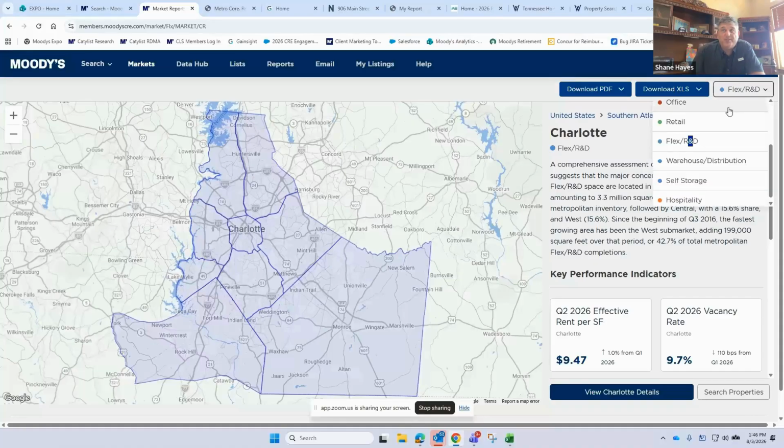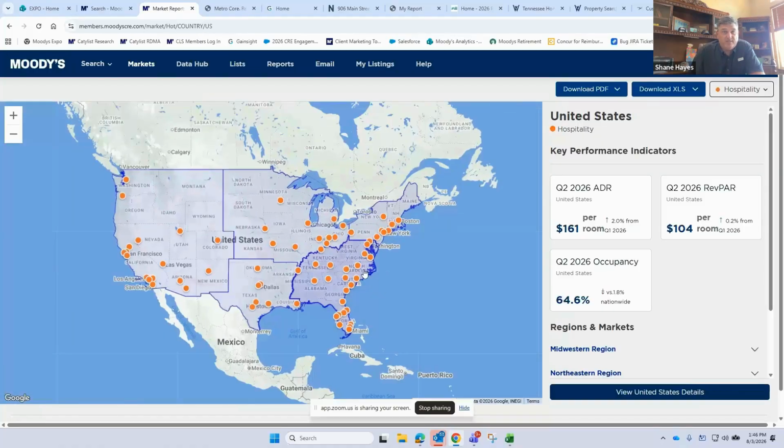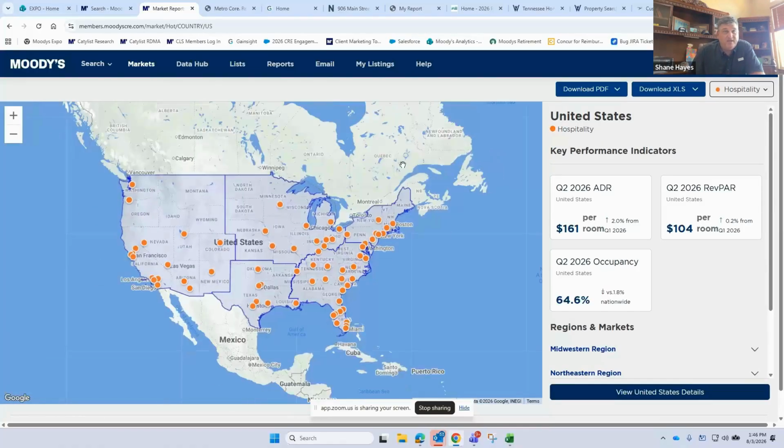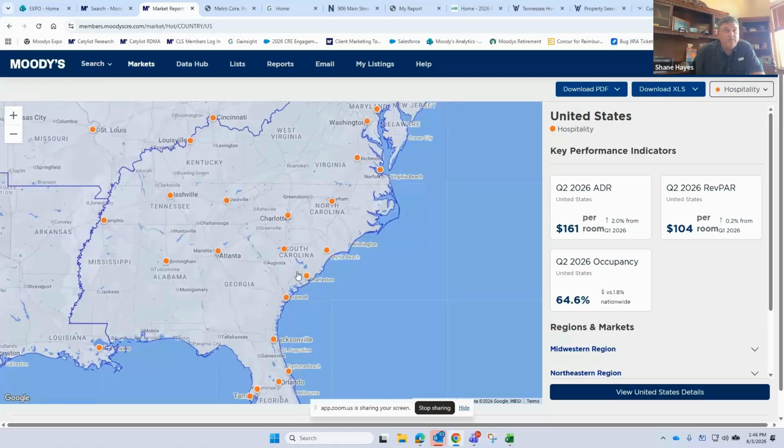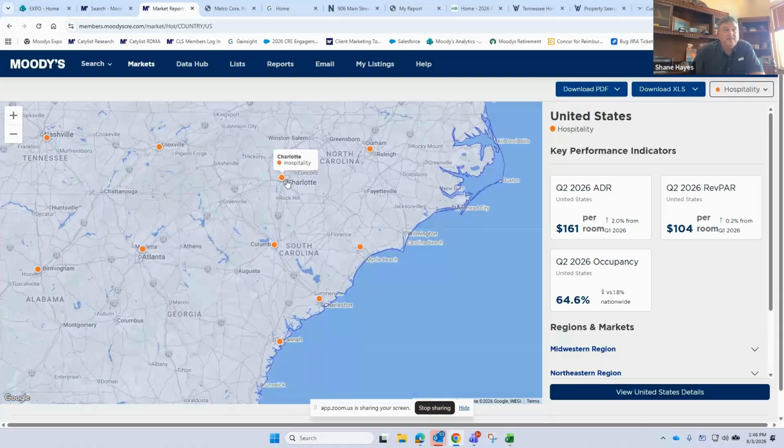So when you go through these different asset classes, hospitality for example, it's going to show you across the United States all the markets where we have data to provide you decent analysis on hospitality. When I zoom in, you can see Charlotte has that, Raleigh has that, but there's nothing in y'all's market. It's just showing you what markets we have enough data to calculate meaningful results.